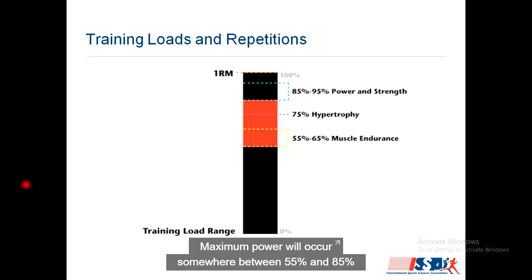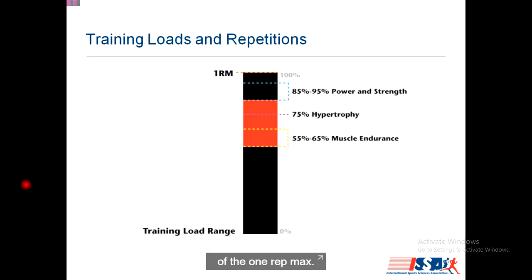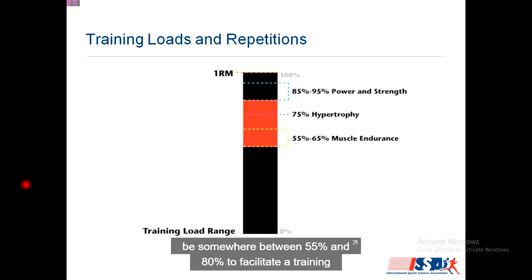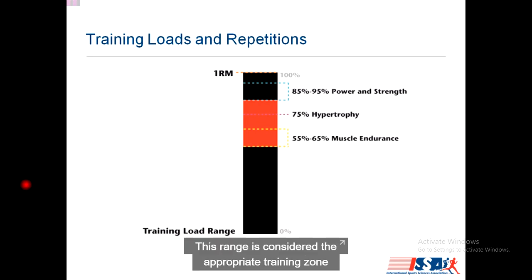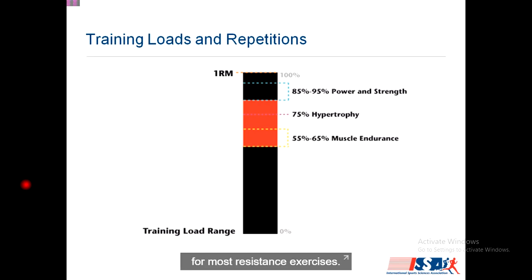Maximum power will occur somewhere between 55 and 85% of the 1 rep max. Therefore, the training load should be somewhere between 55 and 80% to facilitate a training effect. This range is considered the appropriate training zone for most resistance exercises.